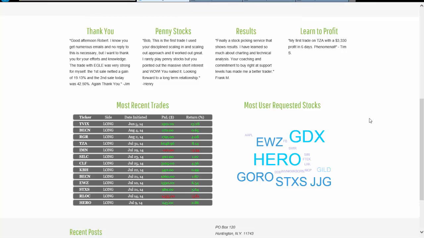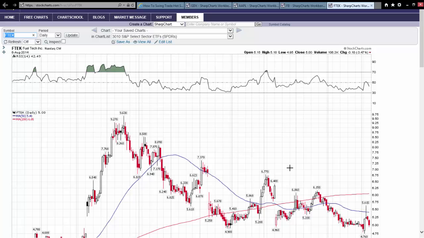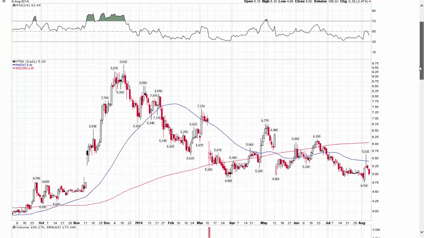Next stock up is for fellow member Jesus, FTEK, his user ID. Now that I have the ticker cloud, I can see people's user IDs. His user ID is Chewy. Pretty cool. C-H-U-E-Y, the way it's spelled. I like that. FTEK, nice short squeeze earlier in the week.